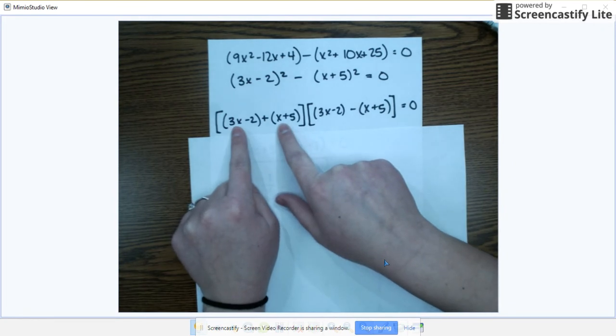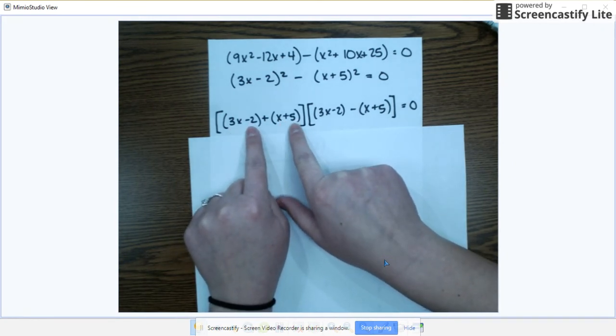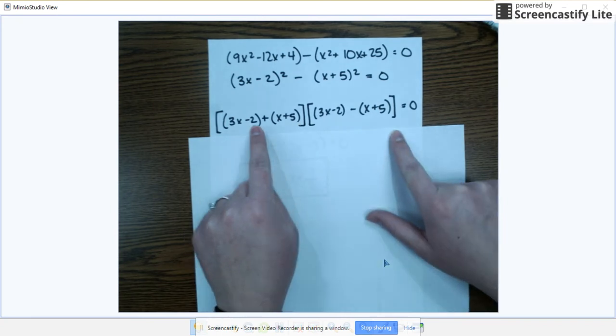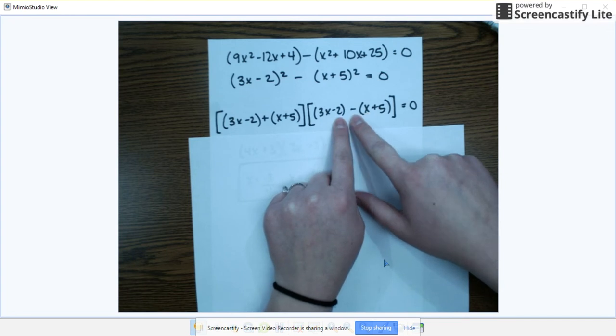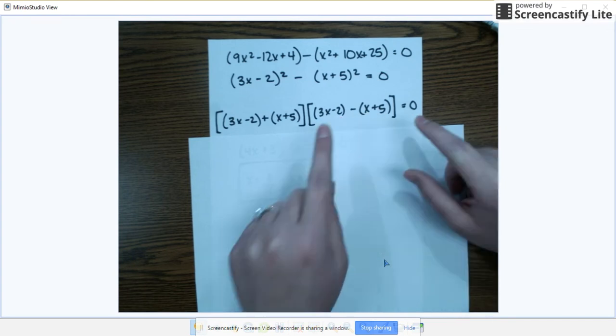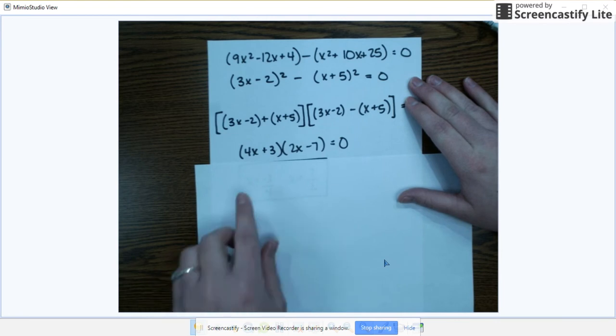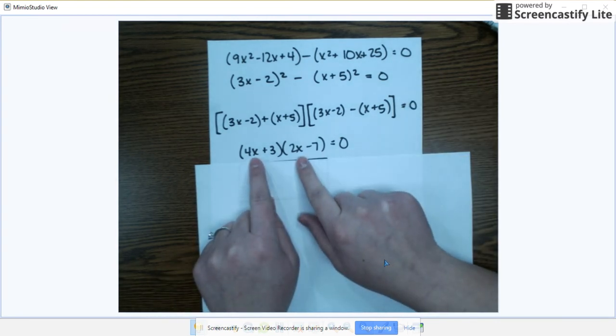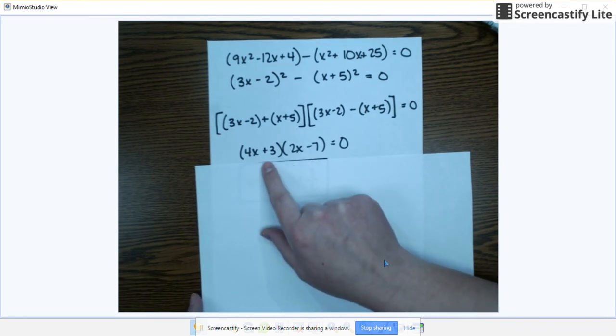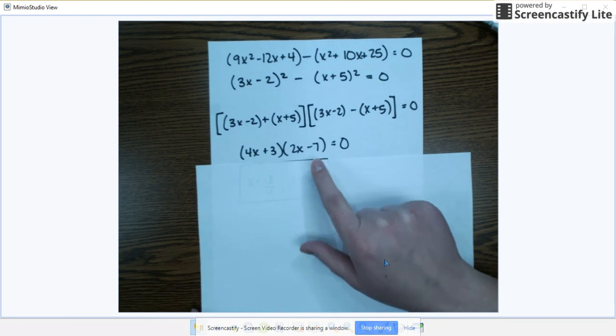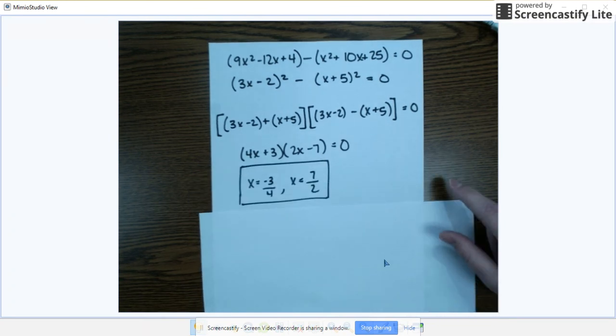So we would have a 3x plus another x, which would give us 4x. Negative 2 plus 5 would give us a positive 3. Over here, we have a 3x minus x, which is going to be a 2x. And a negative 2 minus 5 would be a minus 7. So here, what I just verbalized was (4x plus 3)(2x minus 7). Now we can get our two roots by setting each of those pieces equal to 0. So this root would be negative 3/4. And this is 7/2. And that is all for today.